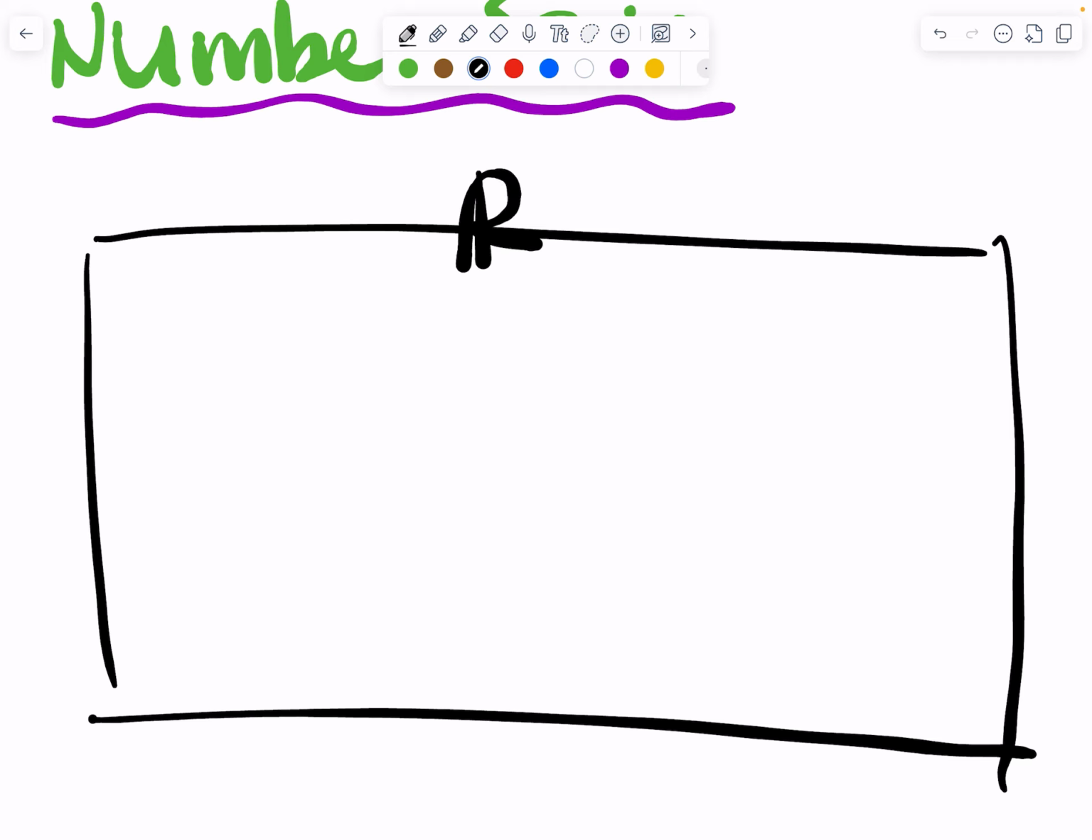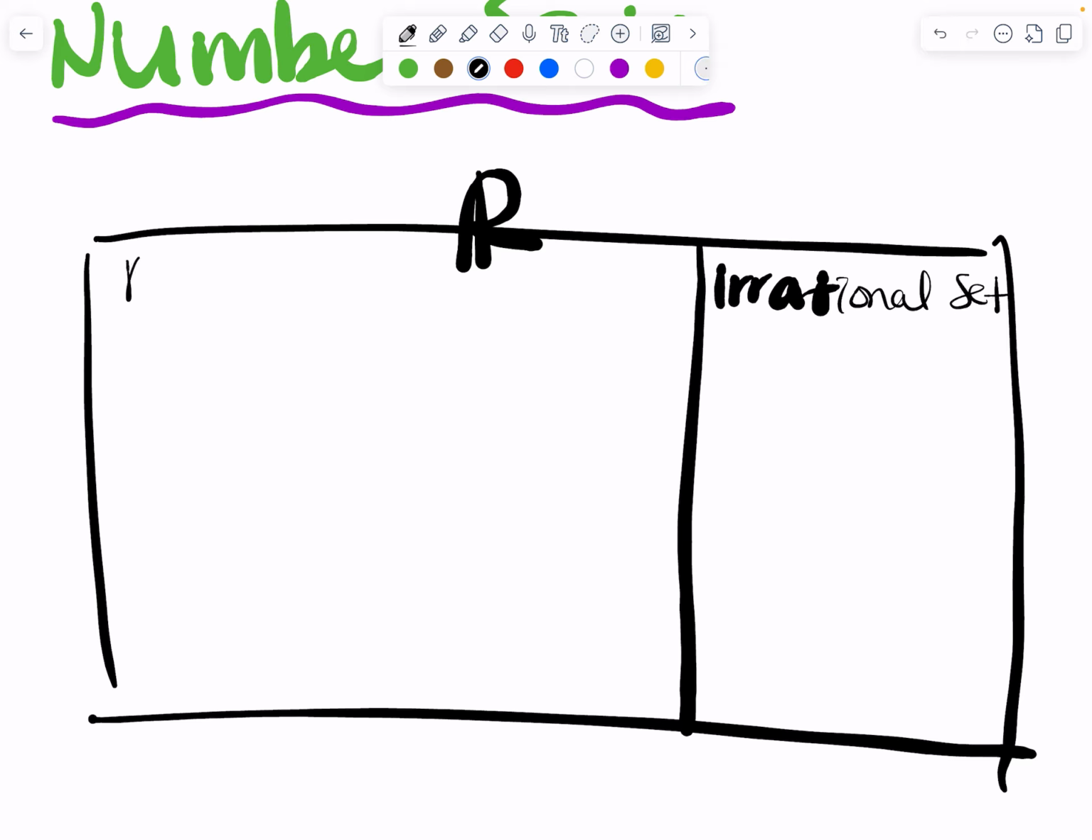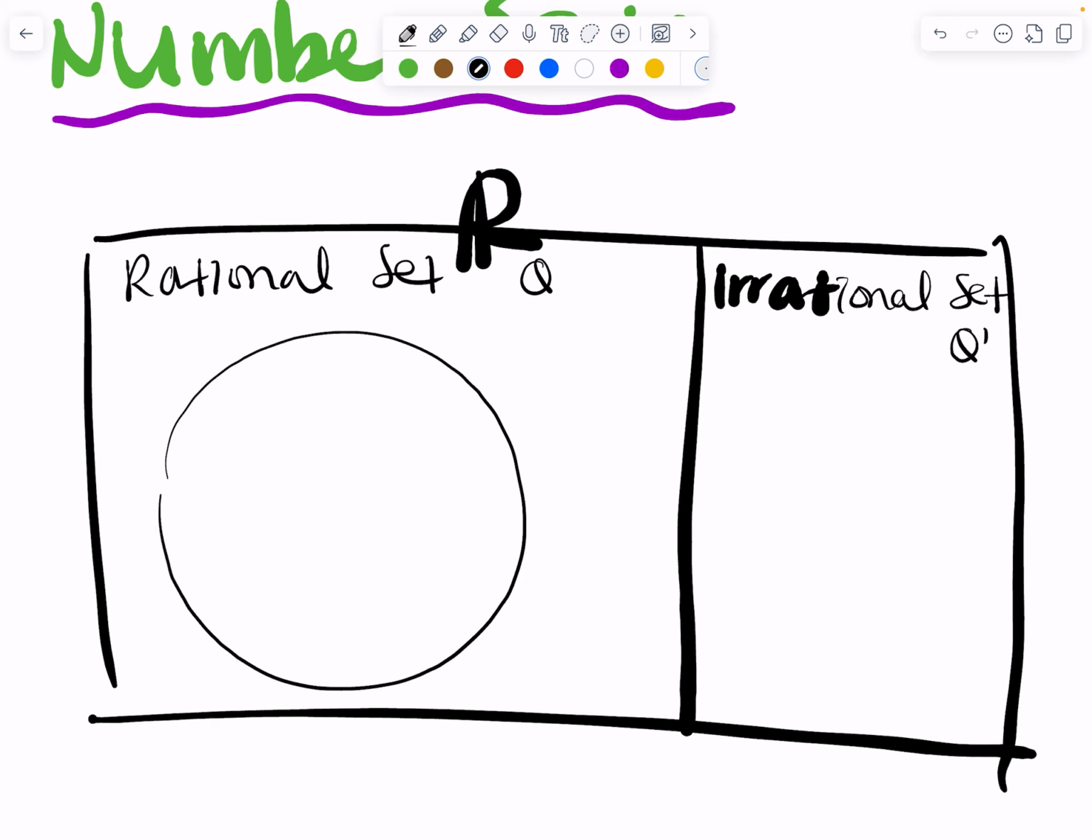Now, inside the real number set, there are two subsets. Subsets are like baby sets. The real number set is a mother set, and there are two babies inside: the irrational set and the rational number set. The symbol for rational is Q. The symbol for the irrational set was Q prime.